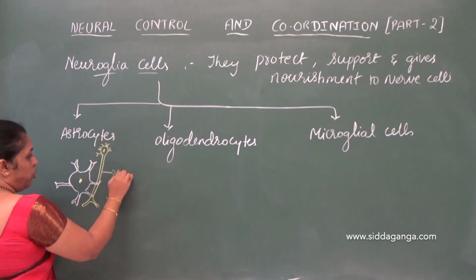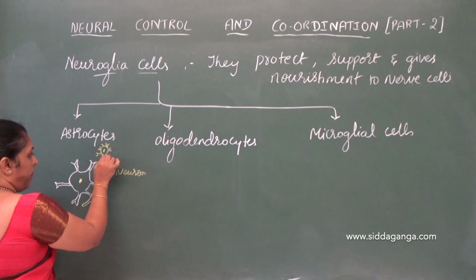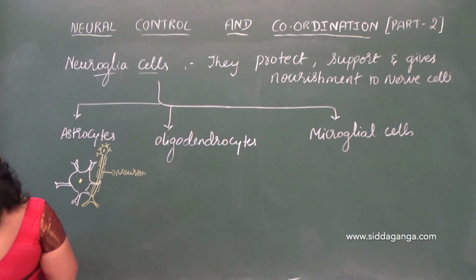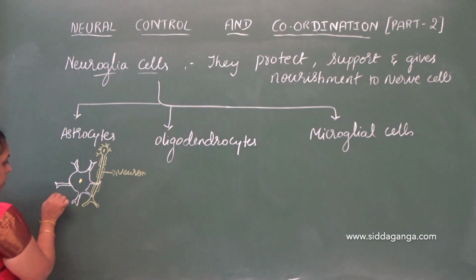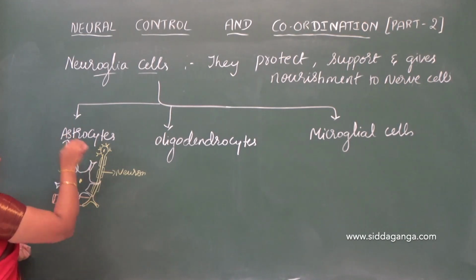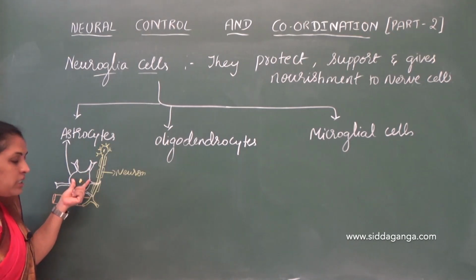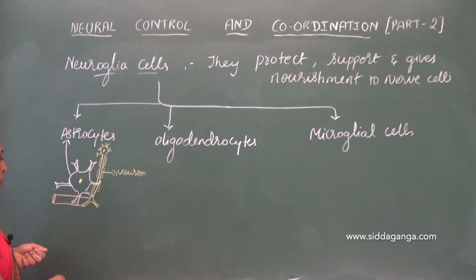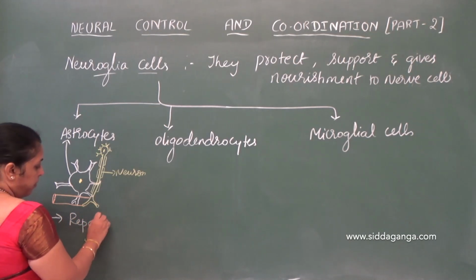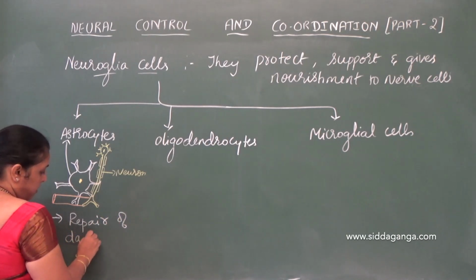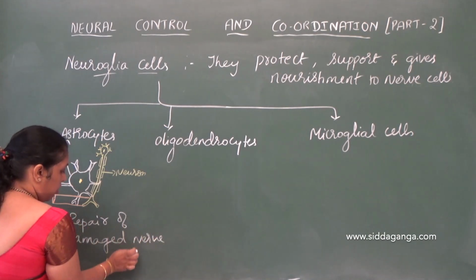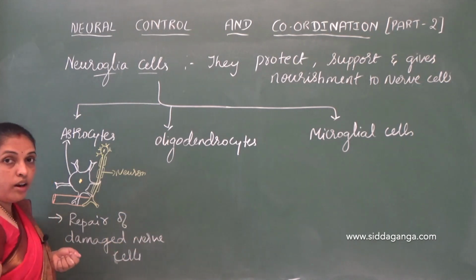This is an astrocyte and this is a nerve cell, this is the neuron. We can also see blood vessels. This one is the astrocyte. As it looks like a star, it got the name astrocytes. The main function of astrocytes is repair of damaged nerve tissue or nerve cells.